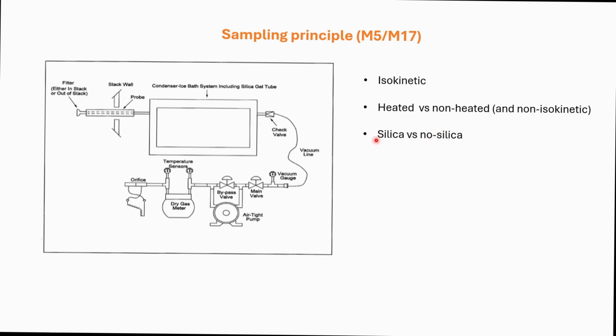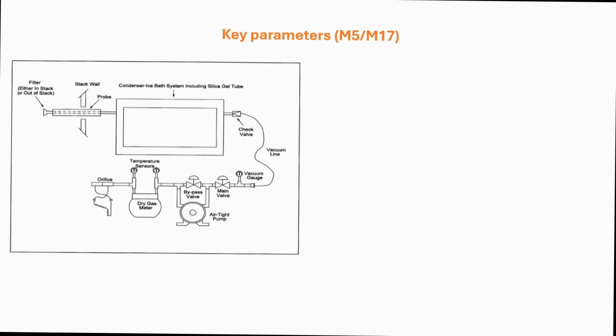But there is an option where you don't have to use the silica gel, in which case you can use the outlet temperature of your condenser. If you are able to cool down the gas enough so that it's saturated with water, you can then use that temperature to calculate how much water is not condensed.